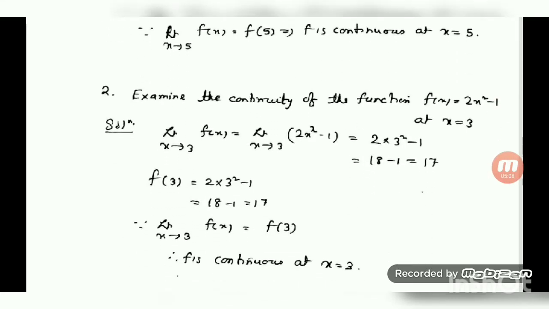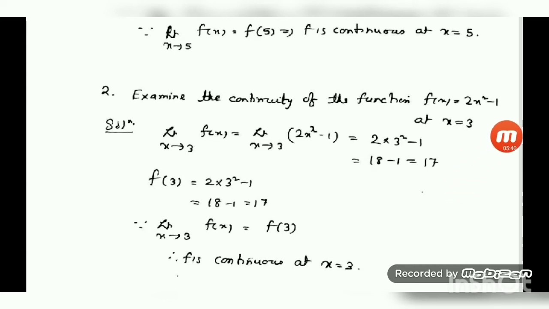Now let us go to question number 2. Your question number 2 is: examine the continuity of the function f(x) equal to 2x square minus 1 at the point x equal to 3. Only at one point you have to check the continuity. What is that? At the point x equal to 3. So we have to take limit x tends to 3. Before doing limit x tends to 3 directly, first check whether you have to do left hand limit and right hand limit separately or not.